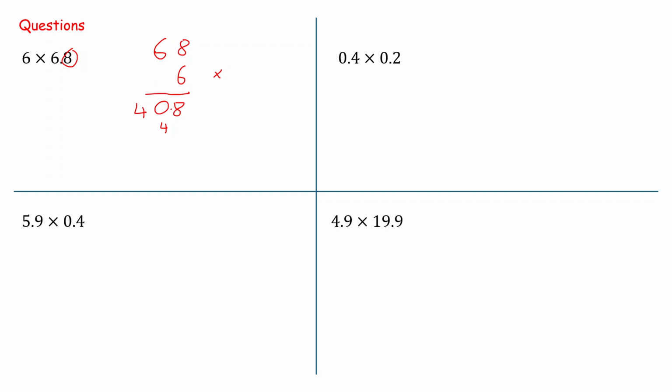So let's go and put in our point a bit more neatly. There we go. Sorry, I'm doing that really badly. 40.8. There we go. Good.